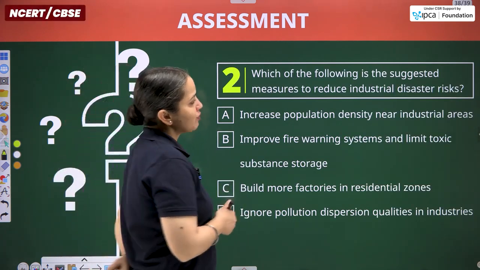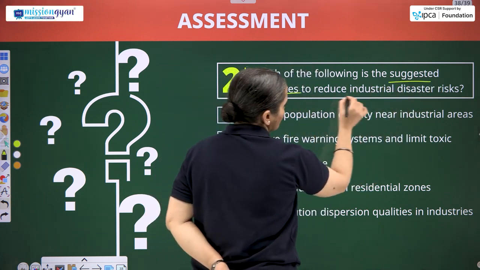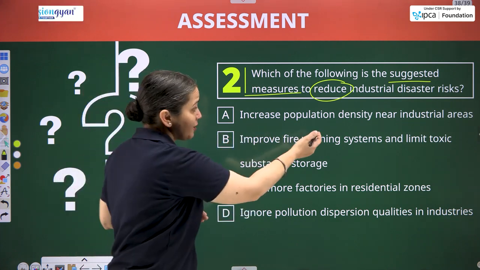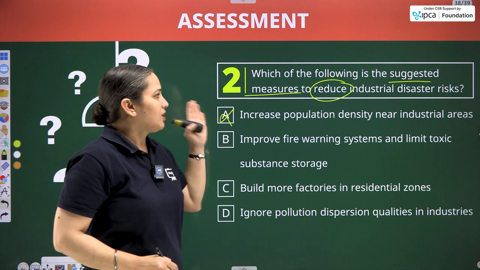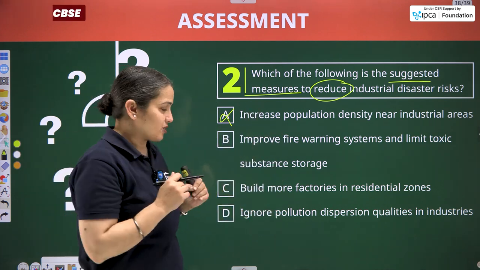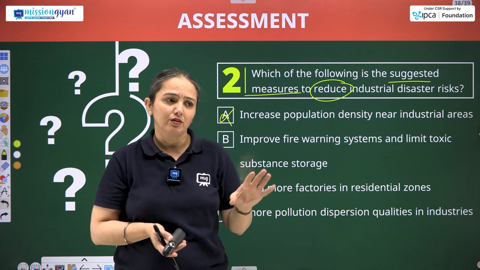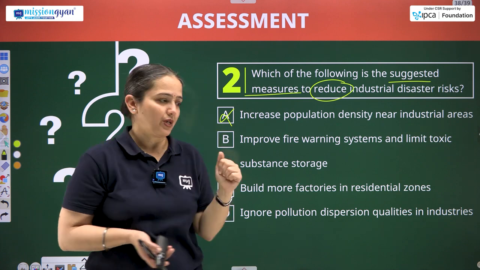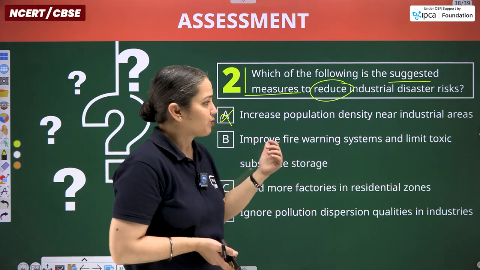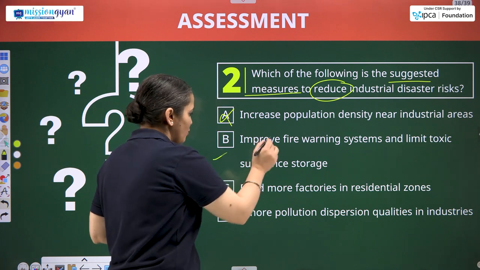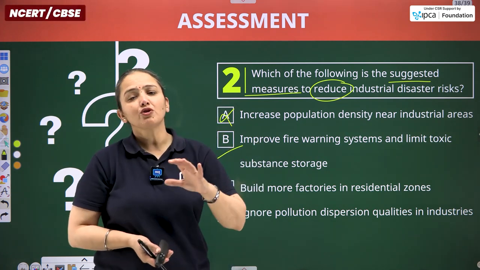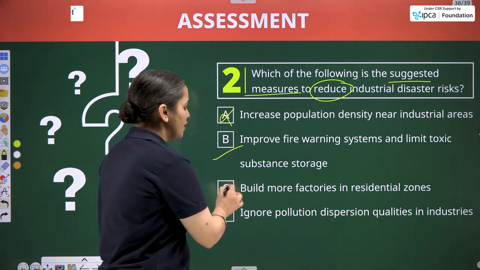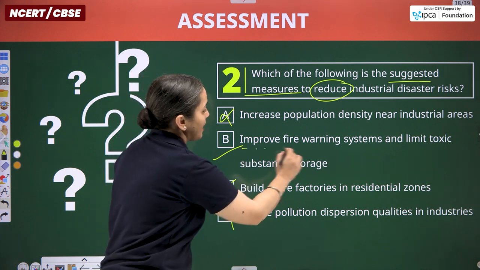Second question. Which of the following is a suggested measure to reduce industrial disasters? From this list, an increase in population density should not be there, certainly not. Even the industry should be located far from the cities themselves, on the outskirts of the particular city. Improve fire warning system. Yes, improvement can be there. And limit toxic substance storage. And still, if we are forced to store, then we should be more cautious about the storage facility. Build more factories in residential areas? No. Ignore pollution? Not at all. So this is our answer.